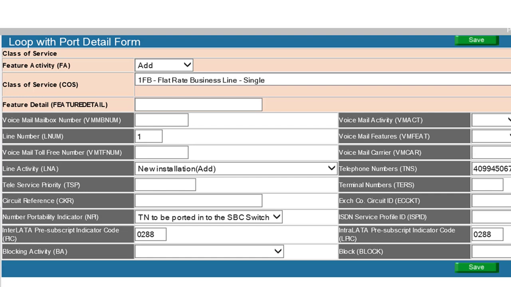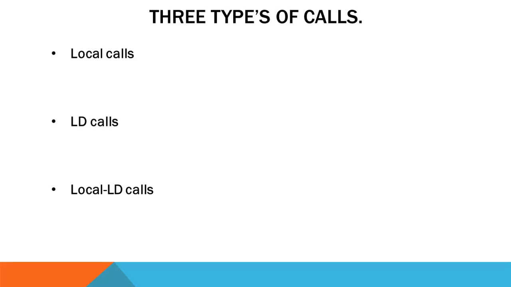I think we did a good job on going over routing, just wrapping up what we've learned thus far. We just went over how long distance works. We covered trunks, we covered the routing, we covered LADAs, we covered the PICs. And now we know the three different kinds of calls: local calls, long distance calls, and local long distance calls.